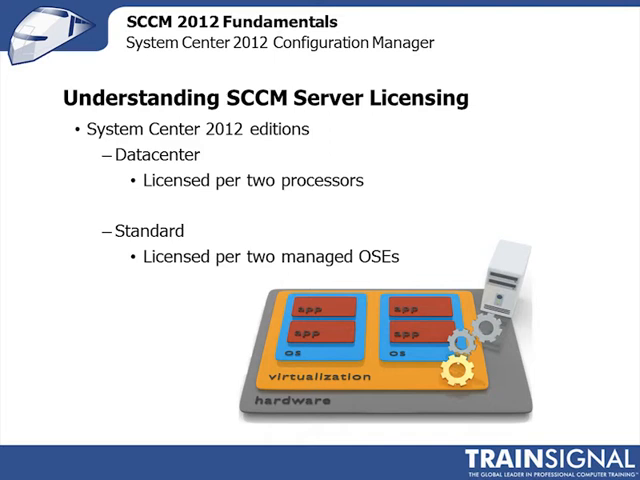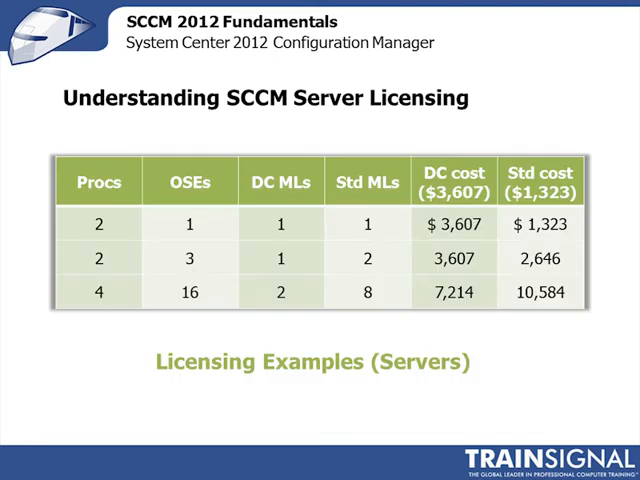So let's take a look at what this means in all practical terms. You're probably going to be using this in a virtual environment of some kind. Here are some examples. Suppose you're running a system with 2 processors and 1 managed operating system environment. This would require 1 data center management license or 1 standard management license for a cost of, as you can see on your screen. Now, let's also suppose you're running a system with 2 processors and 3 operating system environments. This would require that you buy 1 data center management license or 2 standard management licenses. Notice you can't buy 1.5 standard management licenses. You cannot split the management licenses across multiple servers.